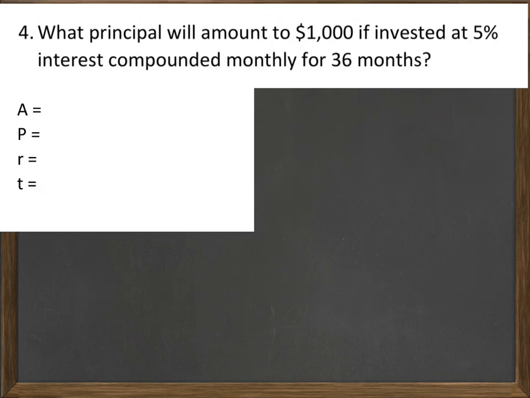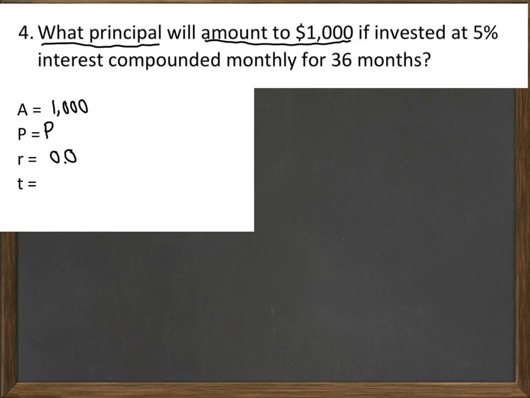All right, let's do one more problem. It says, what principal will amount to $1,000 if invested at 5% interest compounded monthly for 36 months? Again, if we read this, it says what principal. That means that I don't know the principal, I don't know the starting amount, so I'm just going to leave it as P. That is my variable. Then it says will amount to $1,000. That means that $1,000 is the amount I'm going to end up with after the investment period.